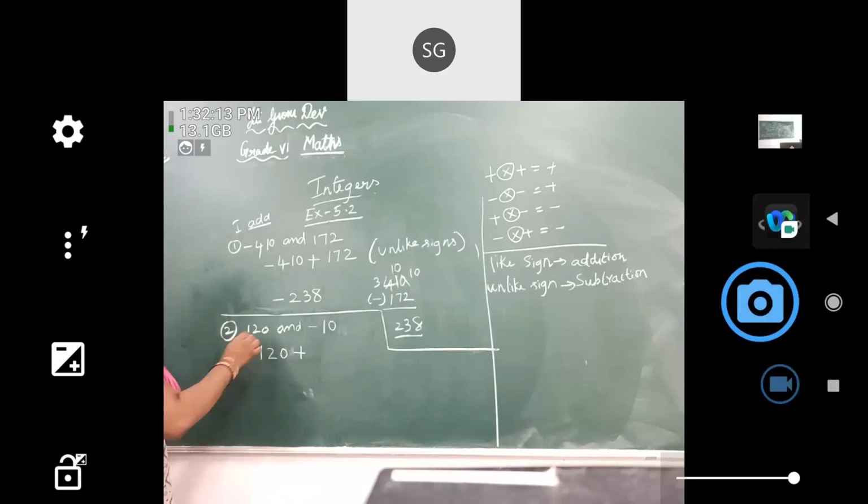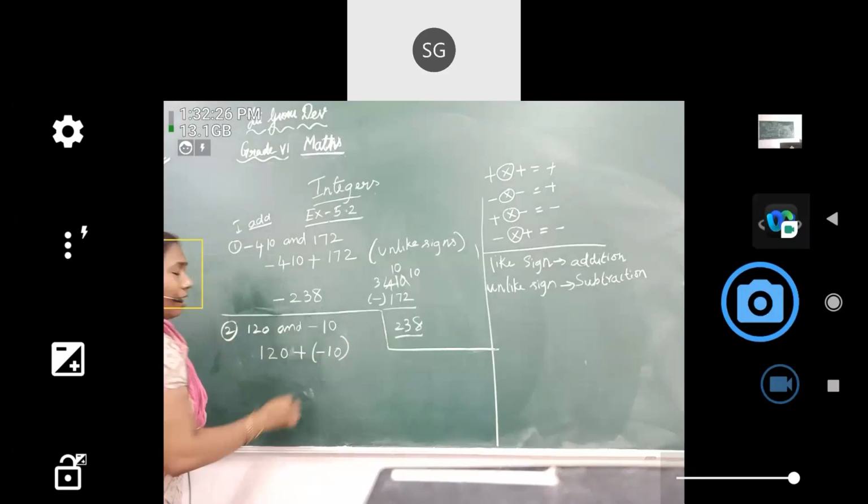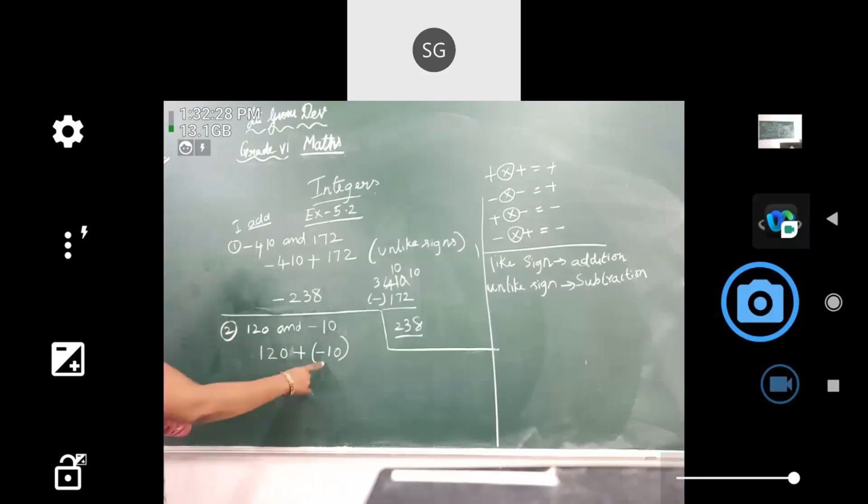Okay. Now this is 120 and minus 10. I'm writing in the mathematical way. 110. See, I have told you whenever you see a negative number, you will write in the bracket. Is it clear? Yes, ma'am.